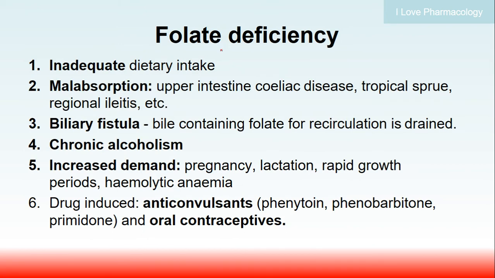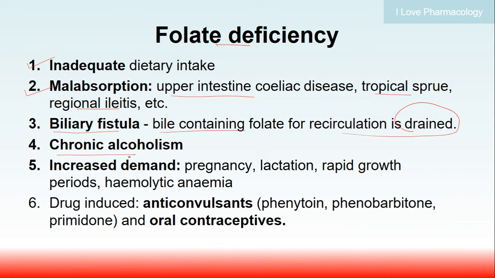So what happens in case of folate deficiency? What are the causes for folate deficiency? One is inadequate dietary intake. It can occur due to malabsorption due to upper intestinal celiac disease, tropical sprue or regional ileitis, or it can occur due to biliary fistula, where bile containing folate for recirculation is drained out.